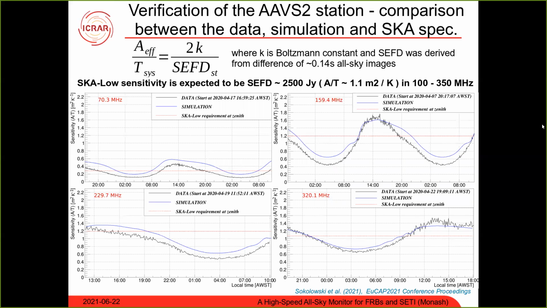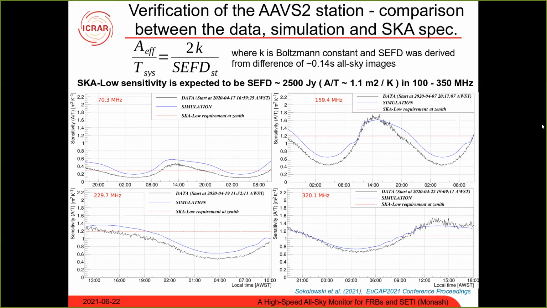One of the very important tests that we have been doing over the last few years was to verify that the stations indeed perform as expected from the simulations and SKA specifications. So we have been verifying the sensitivity of the stations, and here what I show is the sensitivity in terms of effective area divided by system temperature as a function of time, and the black curve is the measured sensitivity, which actually uses all-sky images as well. I may come back to this a bit later.